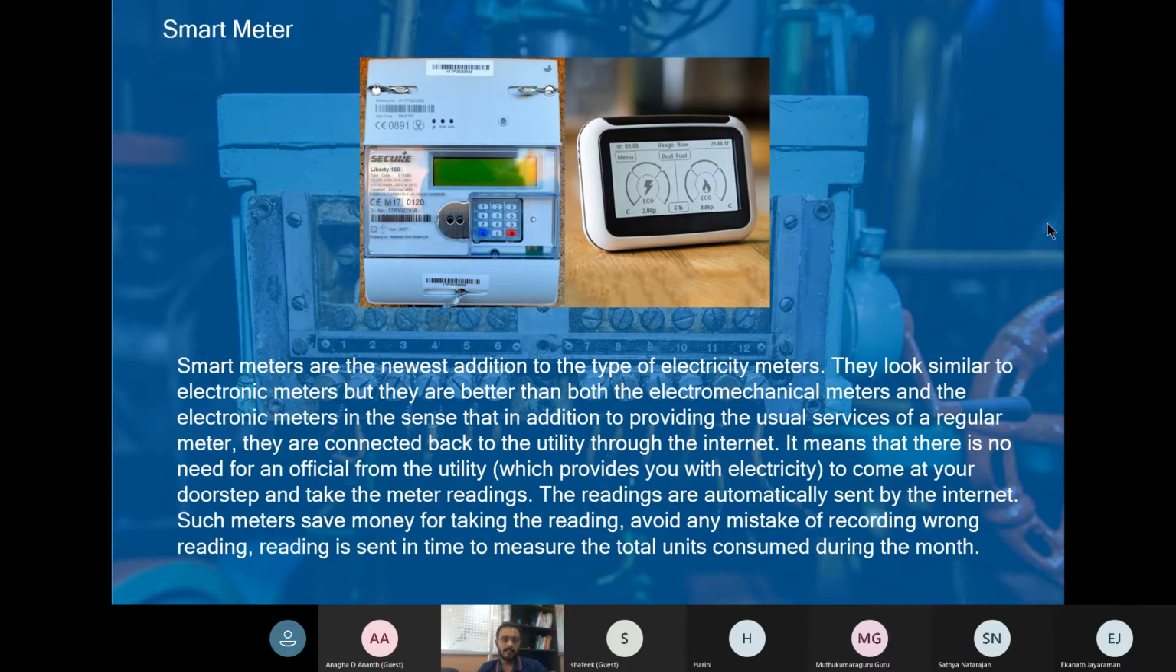Such meters save money on taking the readings and avoid any mistakes of recording a wrong reading. The reading is sent in time to measure the total units consumed during the month, or during the billing cycle period.